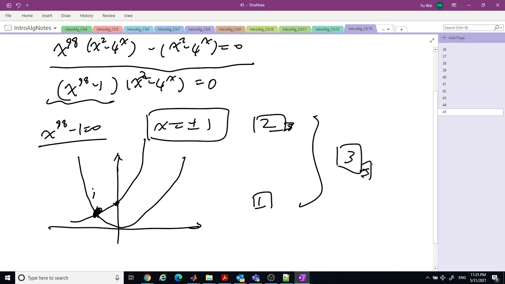Okay, so that's it for the challenge problems for this chapter.